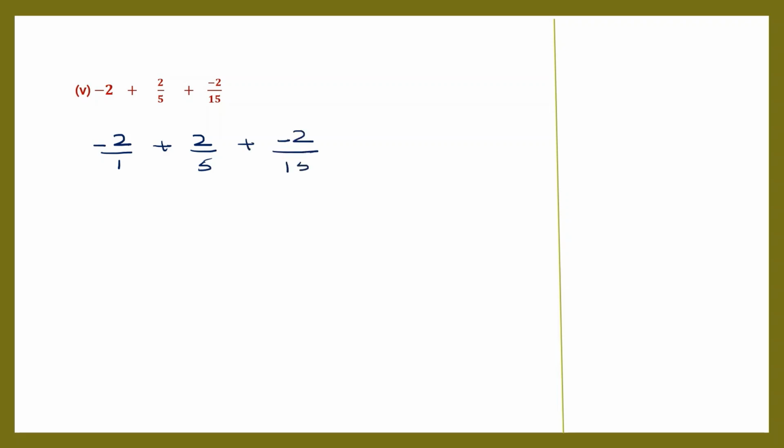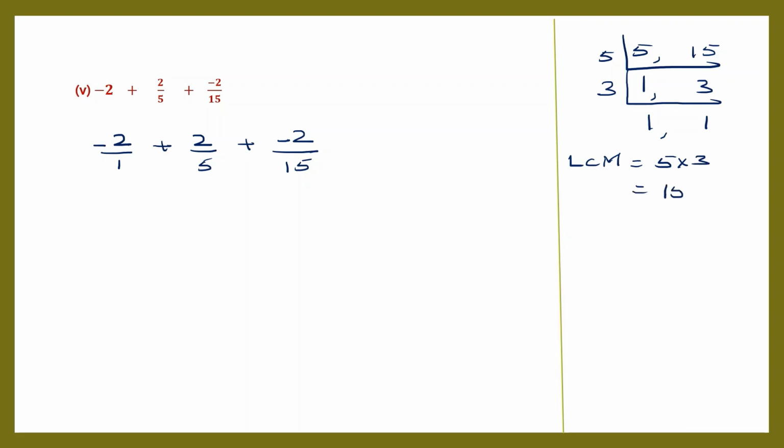So now we have different denominators. We need to find the LCM of 1, 5 and 15. We can leave out 1 and take 5 and 15 to find the LCM. So let's use 5. 5 ones are 5, 5 threes are 15. We can continue with 3 this time. 1, 3 ones are 3. So what is our LCM? Our LCM is 5 into 3. 5 threes are 15. So we're going to use 15 as the common denominator for all three rational numbers. So let's write 15. Okay, now all the denominators have become 15.